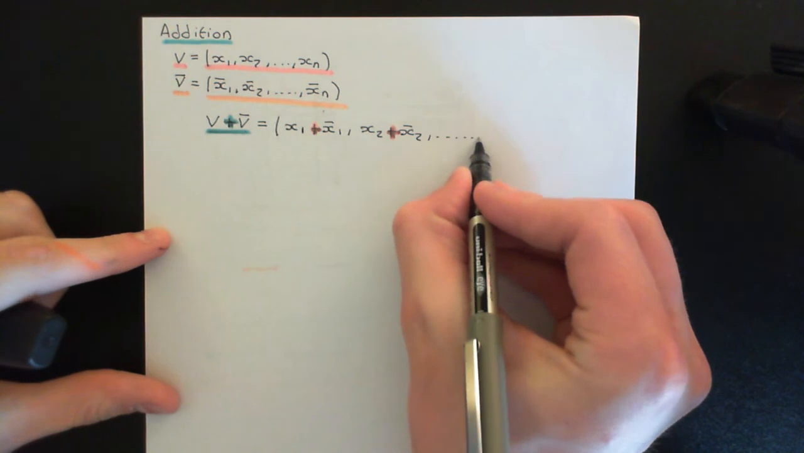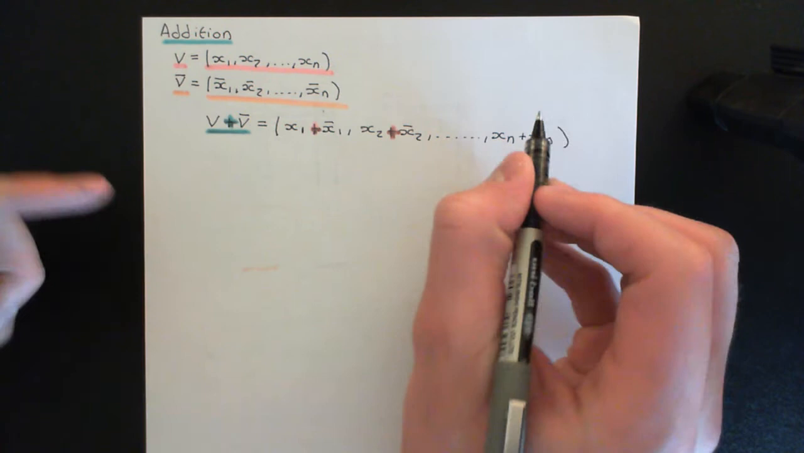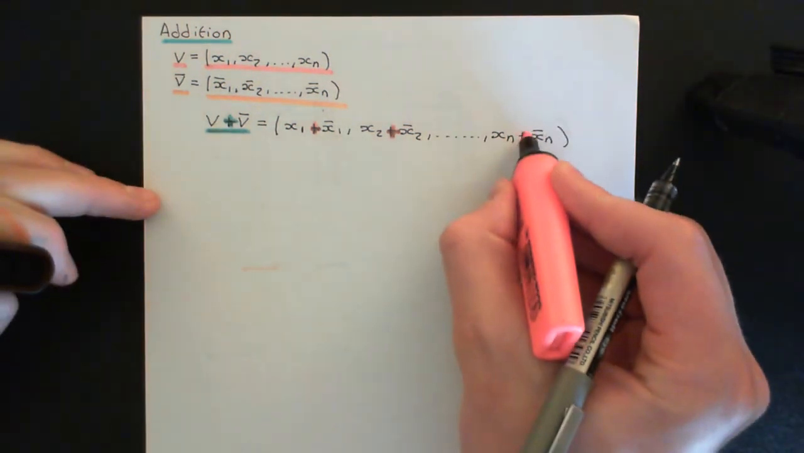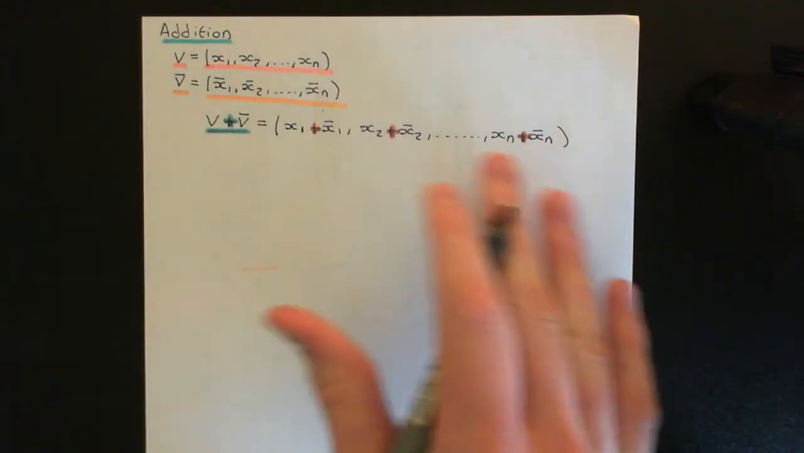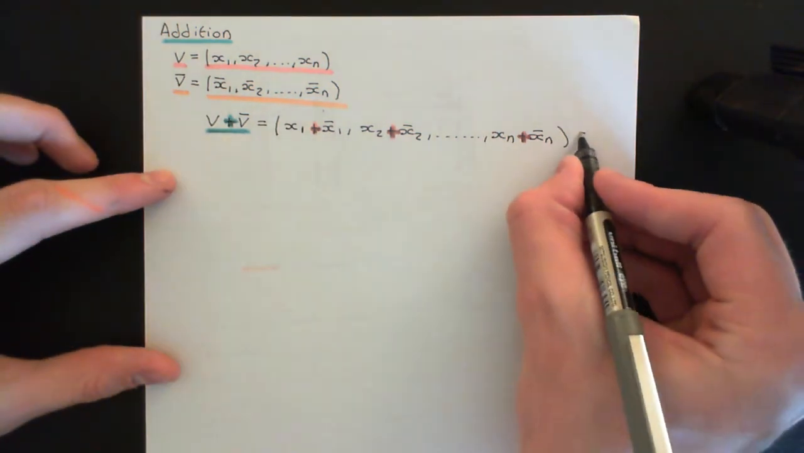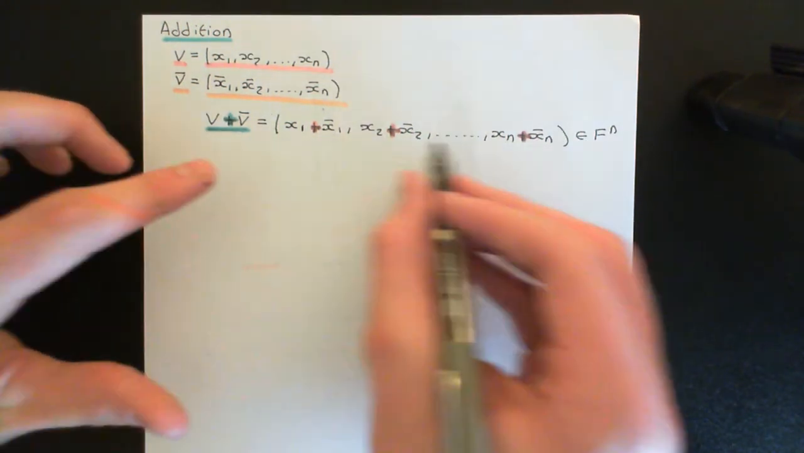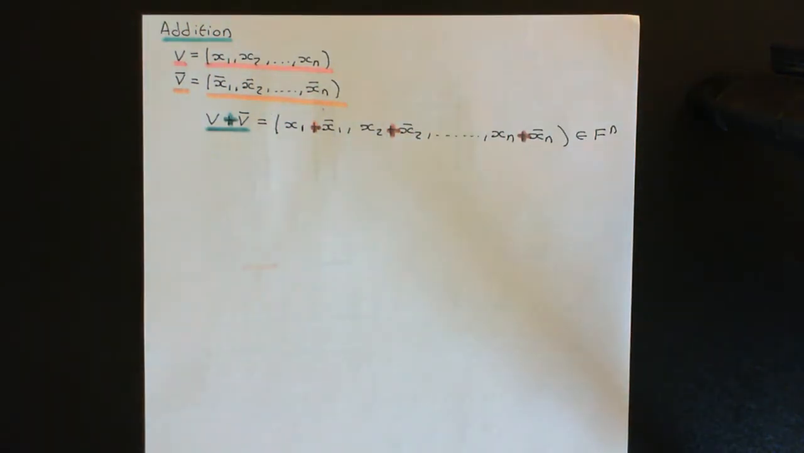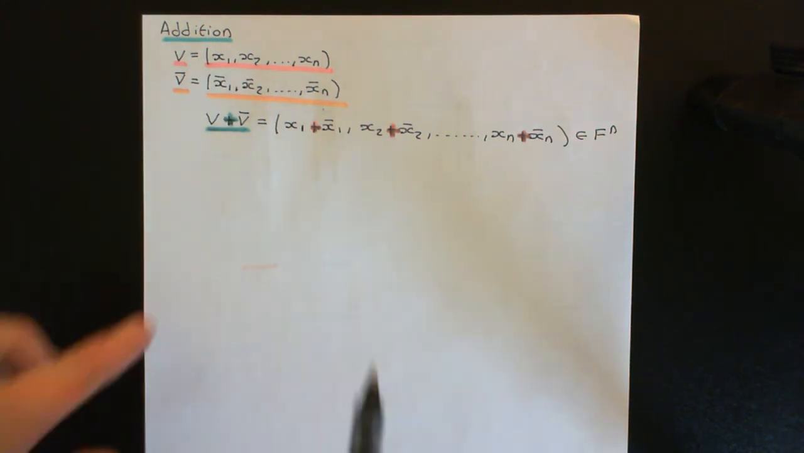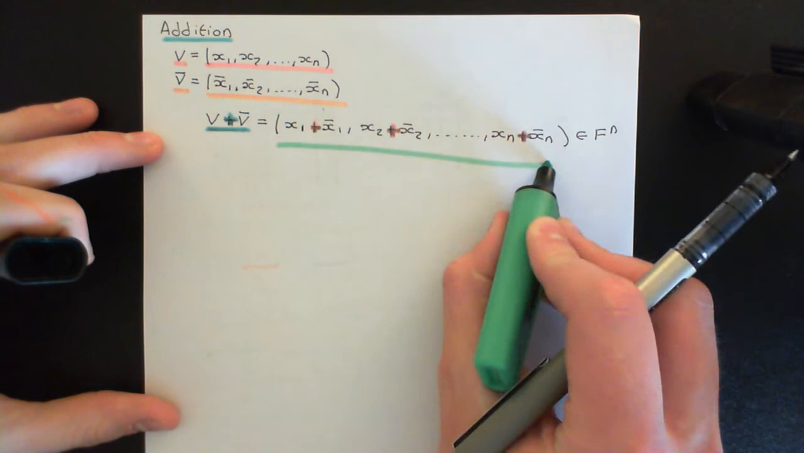Okay, and then you'll go all the way up to xn, which you'll add to x bar n. Again, that's going to be addition in the field here, and that will create you a new vector, something else which is in the set Fn. Because all of the components of this new vector that you've created will be elements of the field, since when you add two elements of the field together, you get another element of the field. So we'll get elements of the field in all n of these slots, and therefore this will be one of the elements of our set Fn, basically.